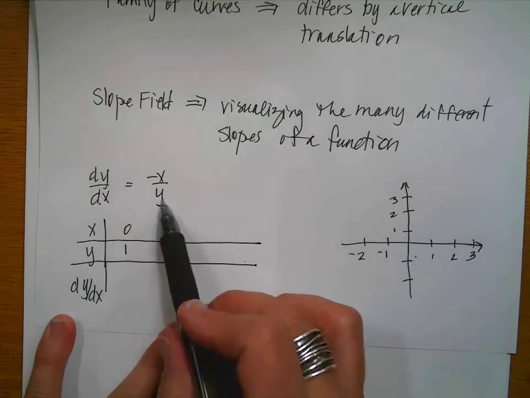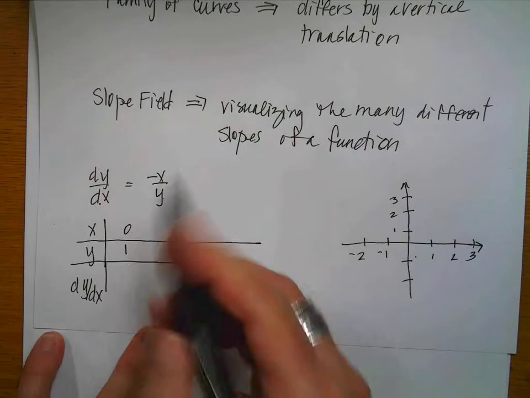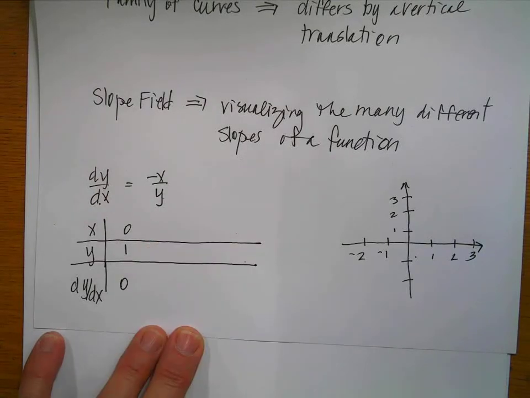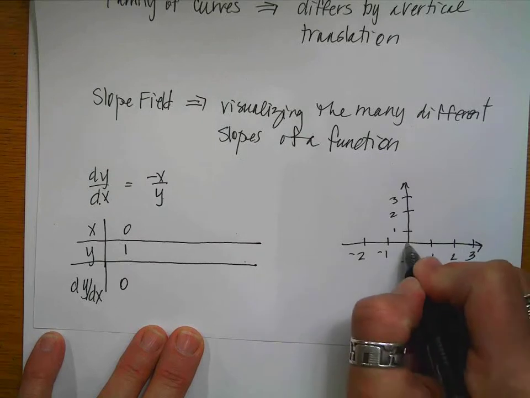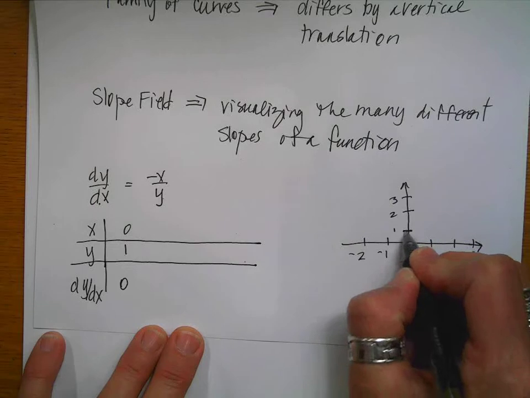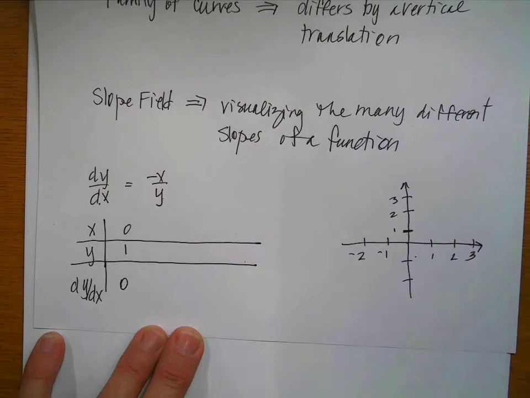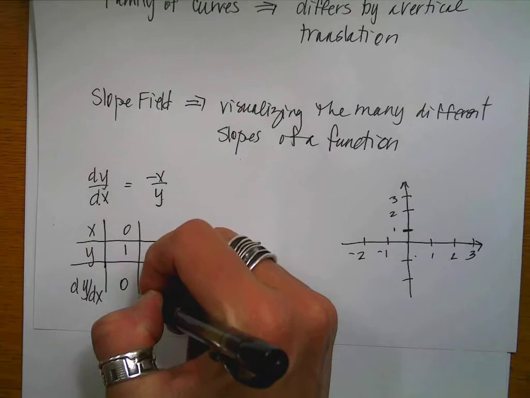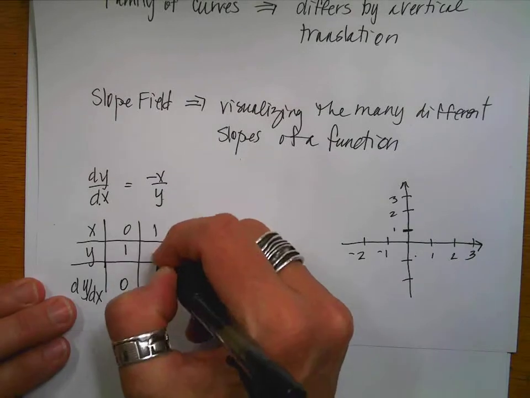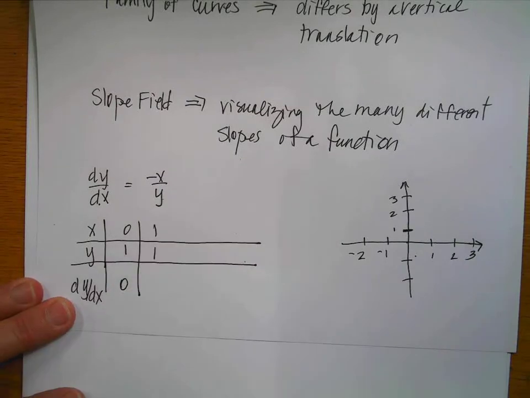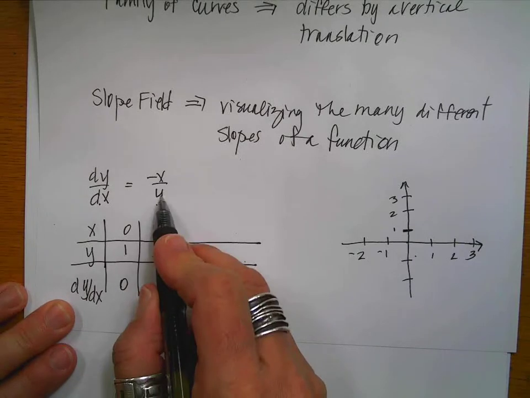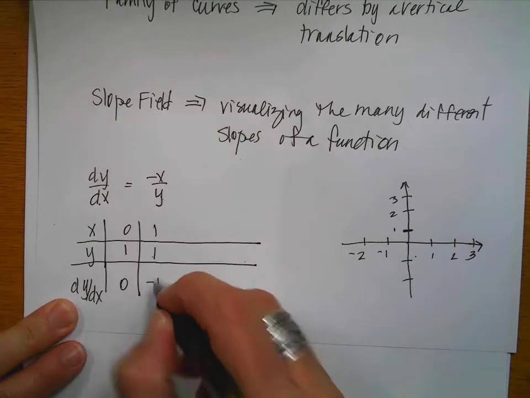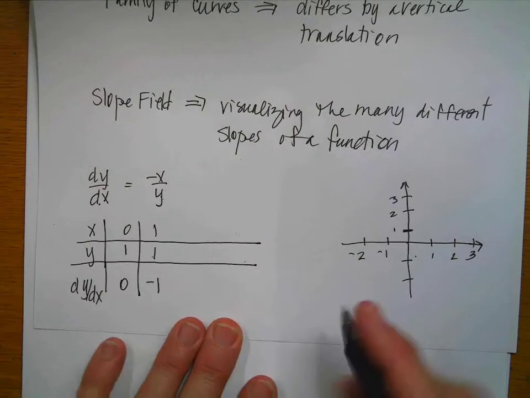Well, if I substitute these into my dy/dx, I get that the dy/dx is equal to 0. If dy/dx is 0, that means that it's a horizontal line. So at the point 0, 1, I have a little segment, okay? So the next point that I'm going to choose, I'm going to do 1, 1, okay? If I substitute these values into my formula for dy/dx, I get a negative 1.